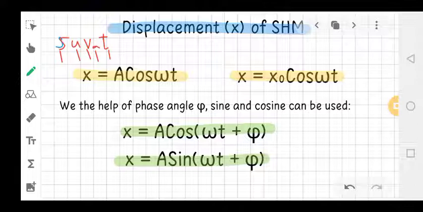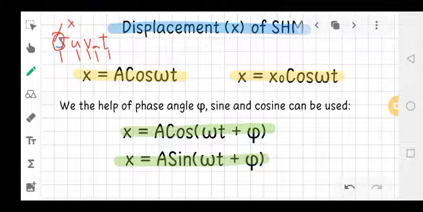So in simple harmonic motion, we represent our distance. We can represent distance with s, or with x. They are used interchangeably, for displacement and for distance. So in simple harmonic motion, most times we make use of x.